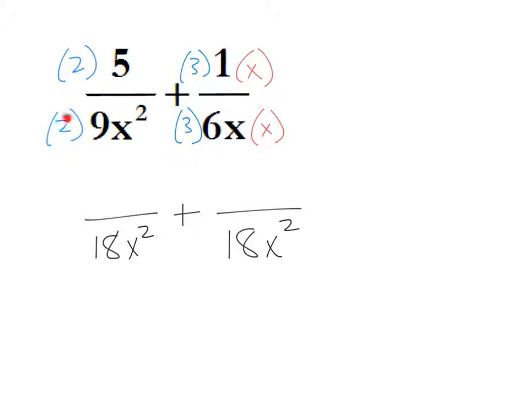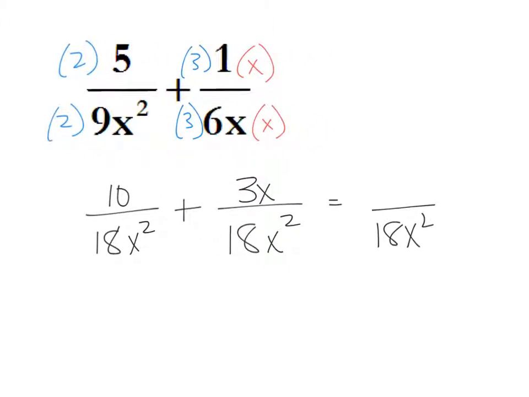Okay, so now what we have to do is just a little bit of cleaning up. I have 18x squared here in the bottom, which is good. I also have 18x squared here, so I need to clean up the top. 2 times 5 is 10, and on this side 3 times 1 times x is 3x. The denominators are the same, so I'm going to keep the 18x squared in the bottom, and I'm going to combine everything here on the top, being really careful that 10 and 3x are not like terms, so you can't combine them and make 13x. Think back to what you know about algebra. We just have 3x plus 10.